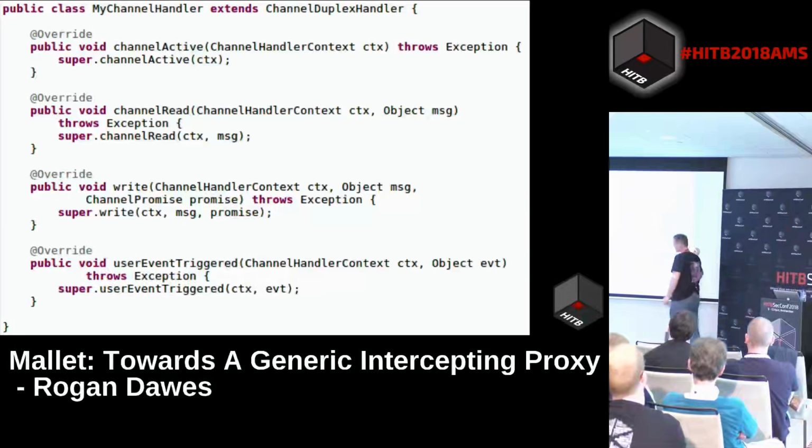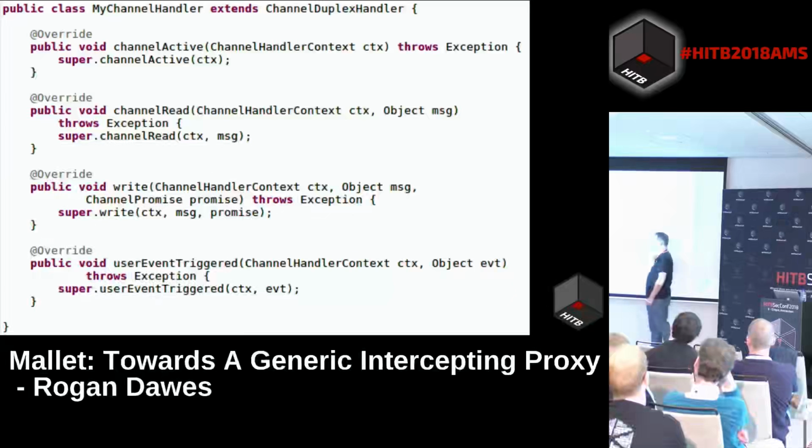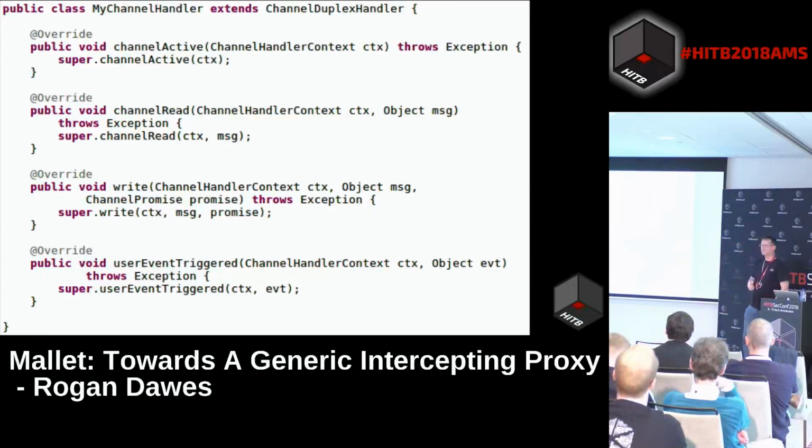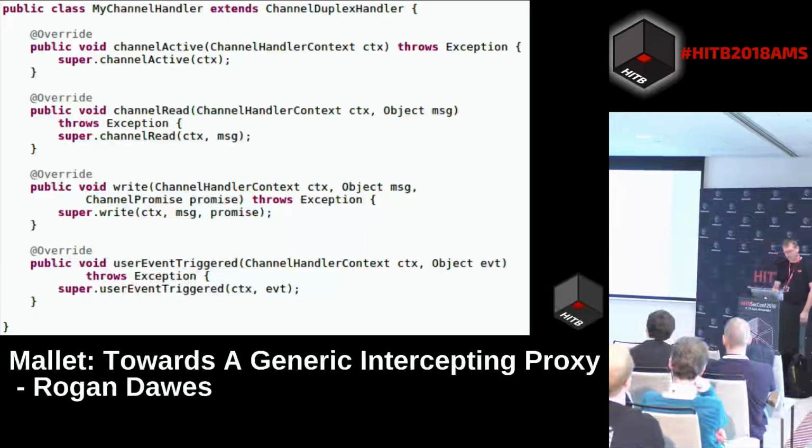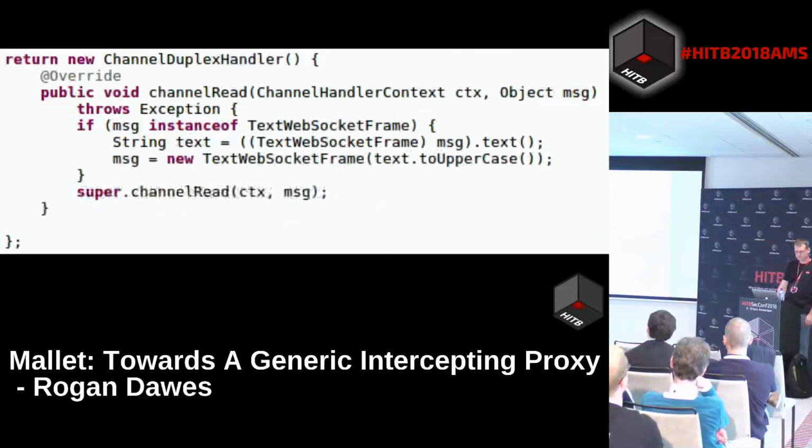Write, in the outbound handler sense, is again the message to send to the network or downstream. And then user event triggered is for notifications such as, hey, I've managed to handshake an SSL connection with this host using these parameters, as an illustration of the kind of thing that might happen in a user event.